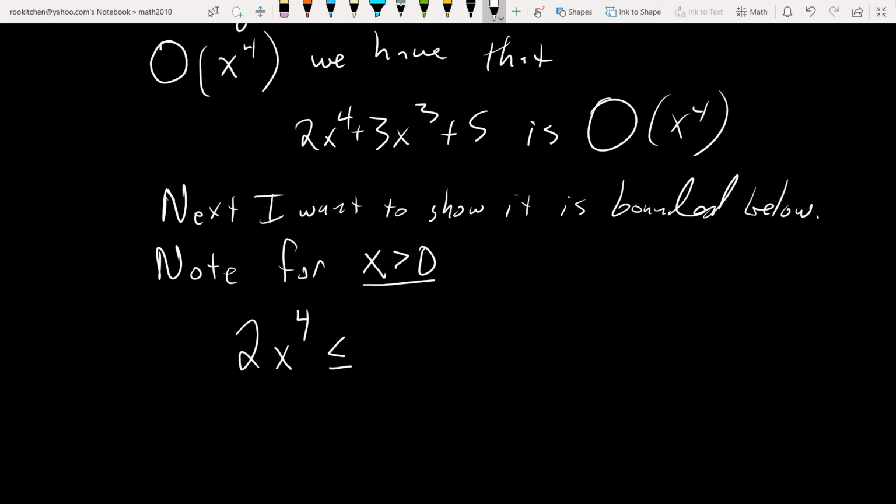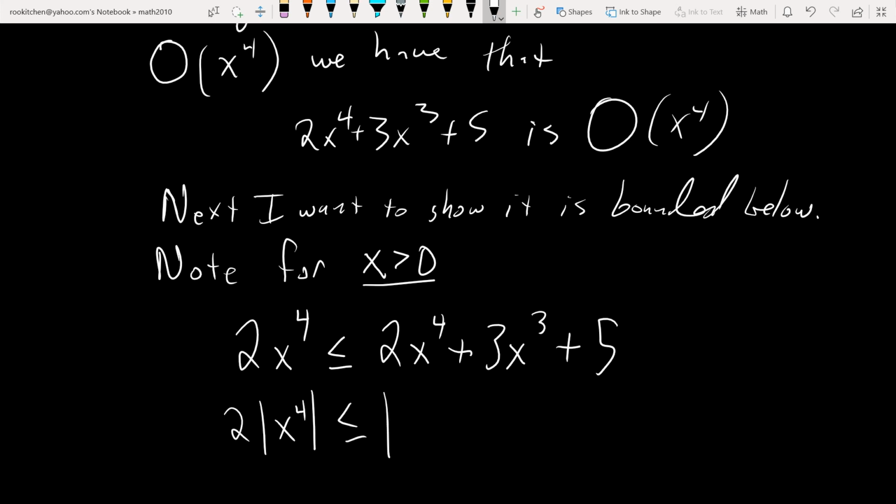It'll be like adding another number into it, right? So 2x to the fourth is definitely less than or equal to 2x to the fourth plus pretty much anything. So why not add in the other parts of the polynomial, 3x cubed plus 5. Then, because x is greater than 0, both sides are greater than 0, so you could take the absolute value of both sides. And you'll end up with 2 times the absolute value of x to the fourth, which is less than or equal to the absolute value of 2x to the fourth plus 3x cubed plus 5.